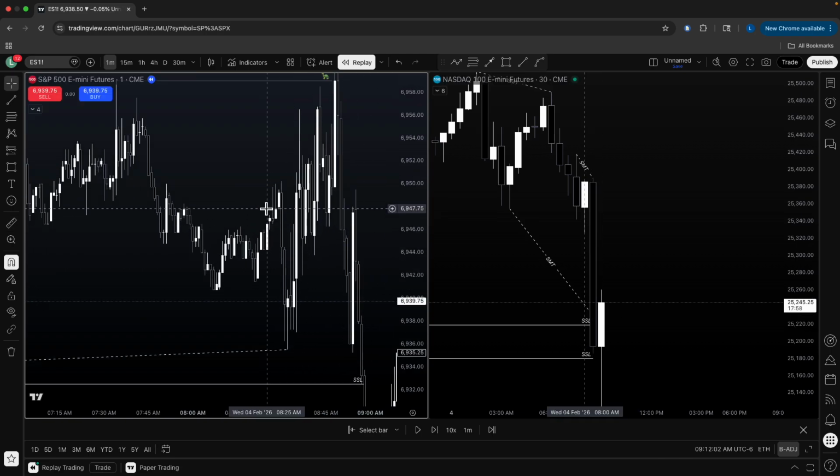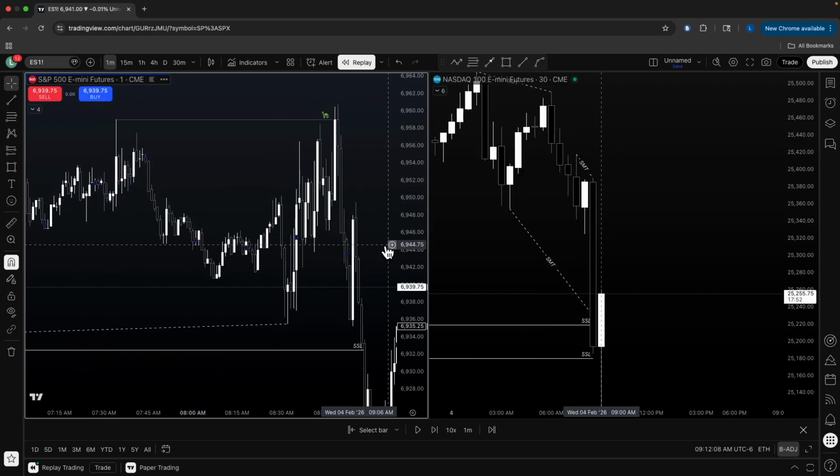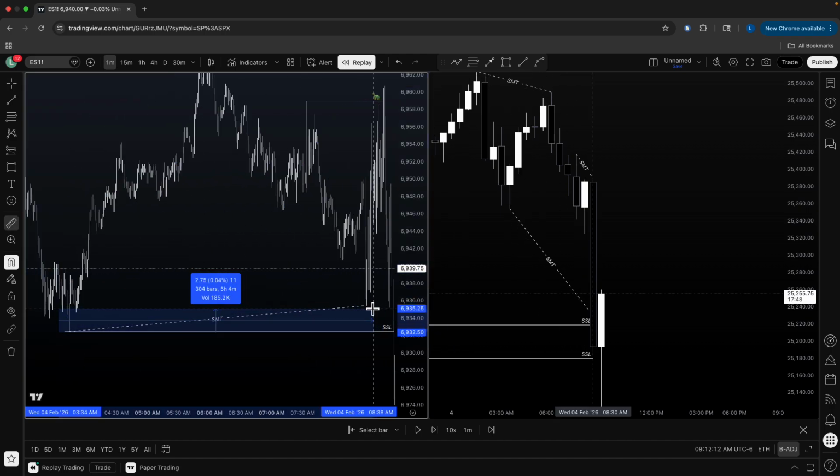So many people, I'm sure, tried to short this 1 minute gap. We're also coming from a bearish 5 minute here. But guys, you've got to wait for the bigger time frame to do its thing. This SMT is not just put in for no reason.